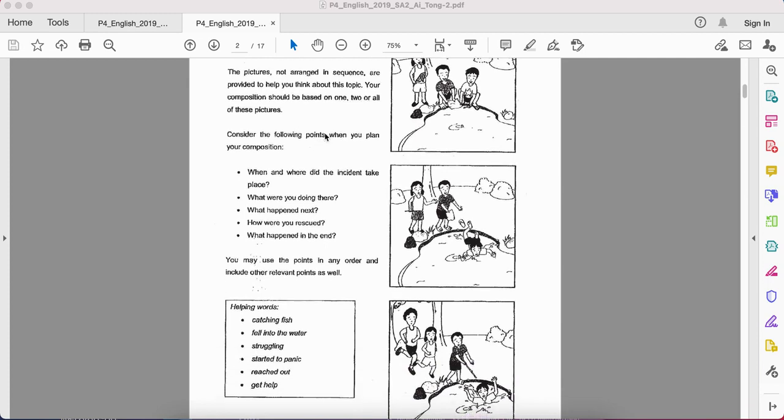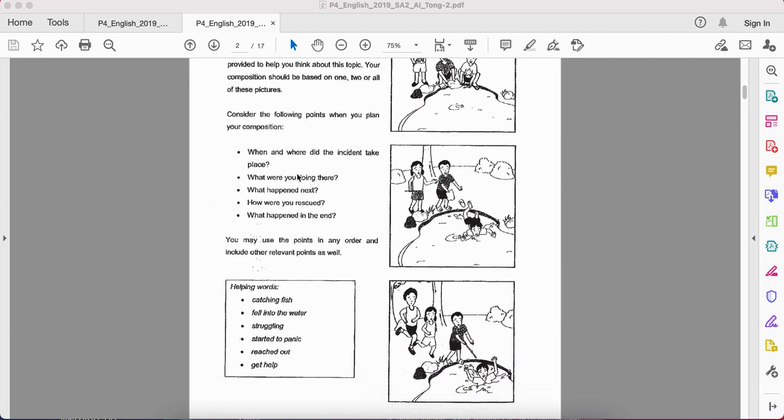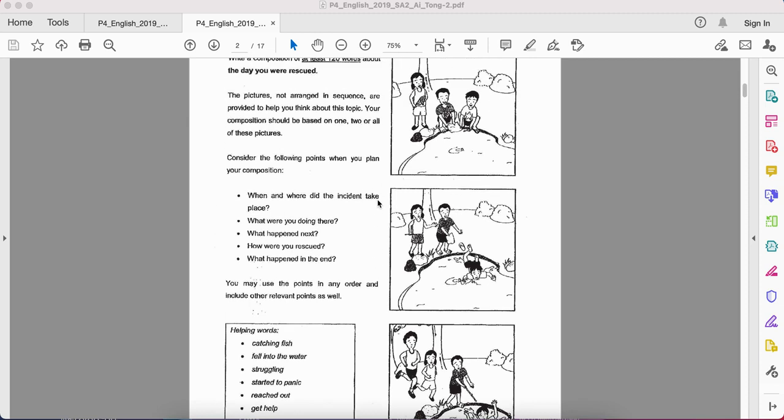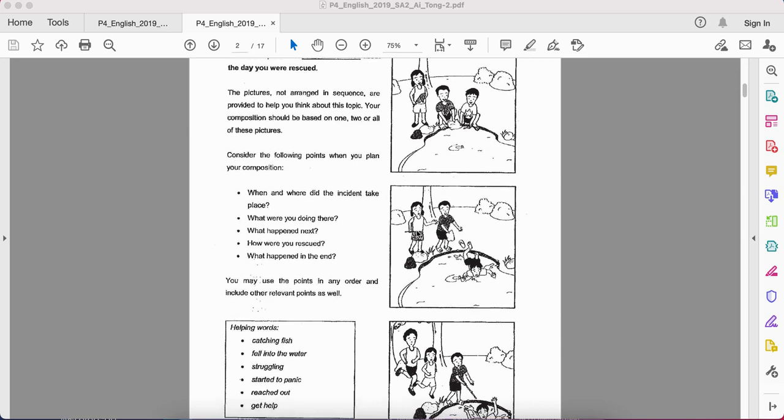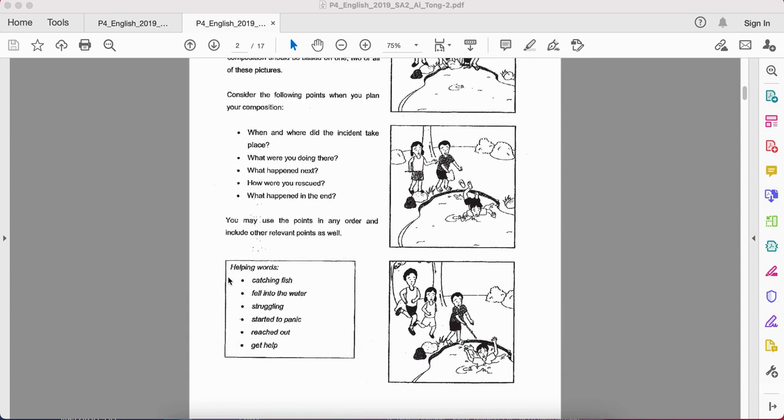Now, some of the points that you can use to help plan your composition is when and where did the incident take place? What were you doing there? What happened next? How were you rescued? And what happened in the end? All right, so this kind of gives you a structure of how you intend to write the composition. Do remember that you want to try to look at the picture, try to figure out what the picture is saying, and use the points here to try to come up with a story that goes and flows well. Okay, there are some helping words here as well.